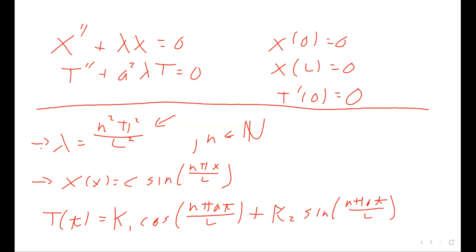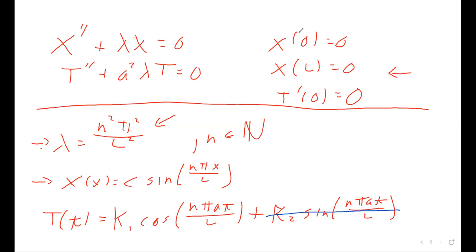and just to make that a little bit clearer, that should be an A right in there. So n pi a t over L for both. So with our initial conditions that we had up here, our K2 is going to be 0. So we have to reduce our solution down to there.